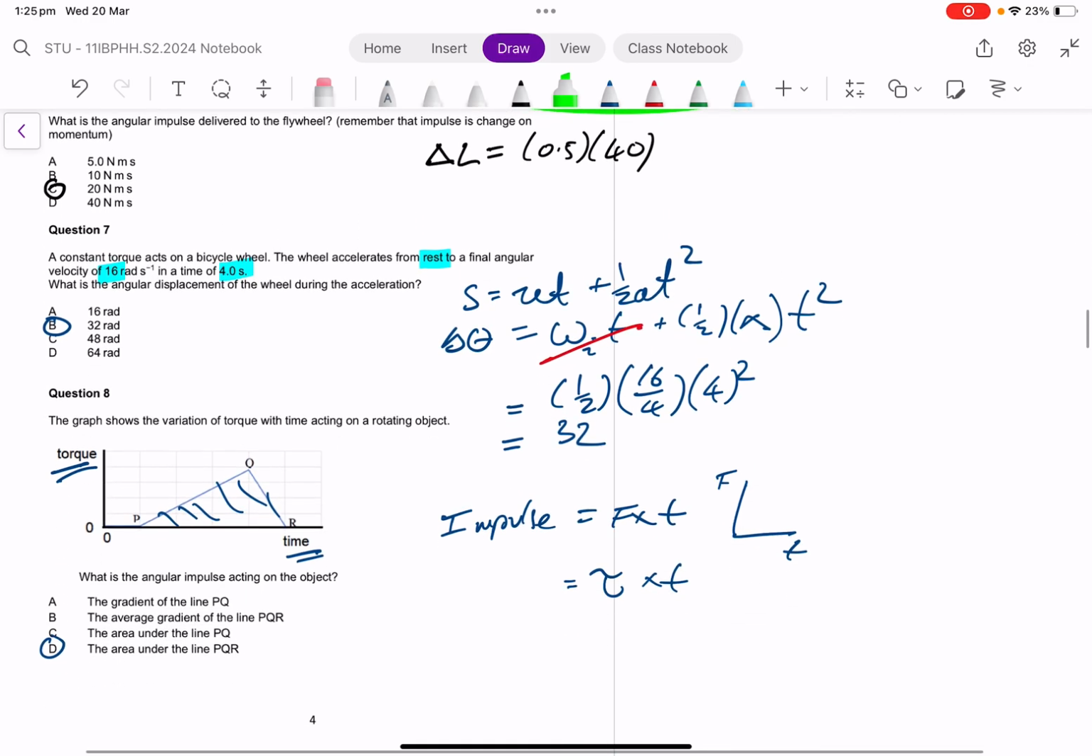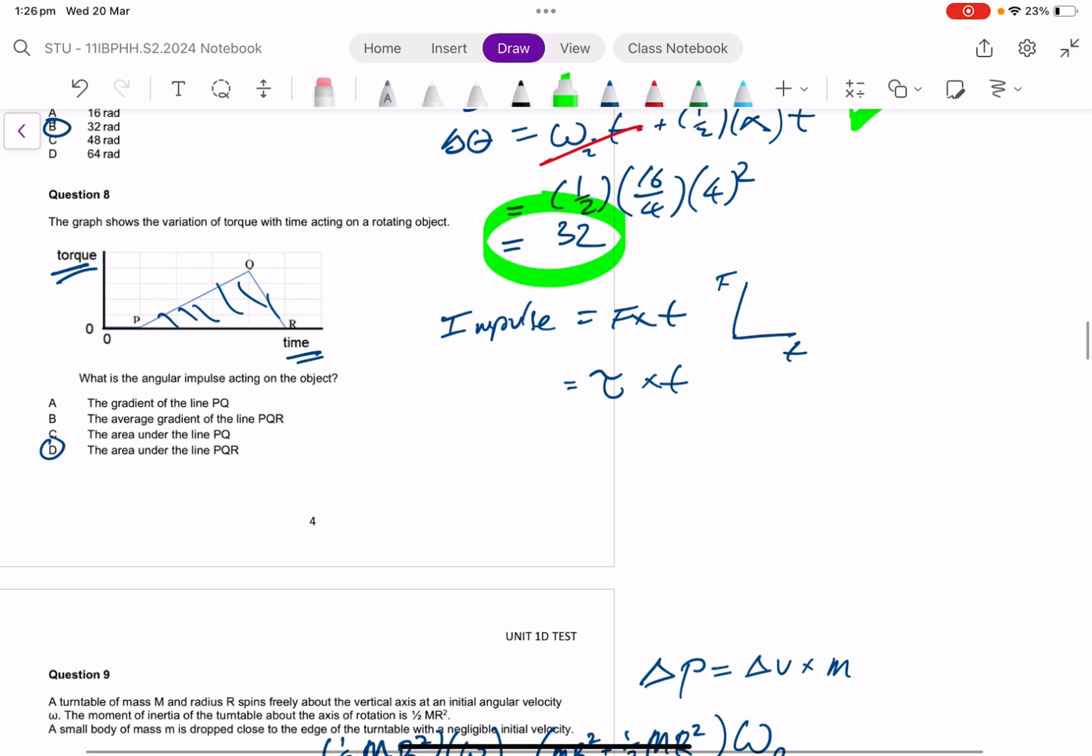Next one, a constant torque acts on a bicycle wheel, initially at rest. So look, this is the linear version of s equals ut plus half at squared. This is the angular version. Delta theta is initial omega t plus half alpha t squared. Plug the numbers in, we get 32. All right? I don't think that's that hard. It is hard because you're trying to make this transition from the linear to the angular world, but physics is a doing subject. The more practice you do, the better.